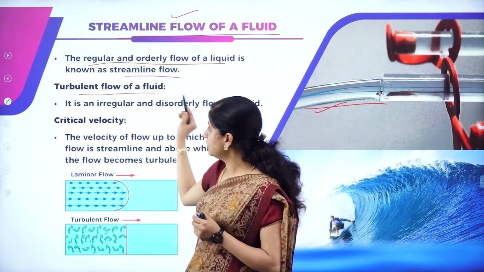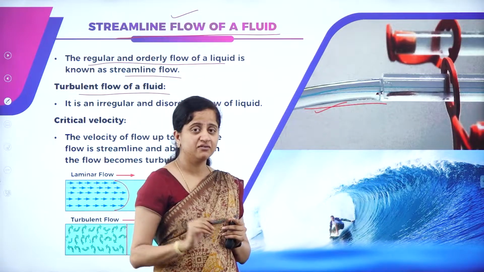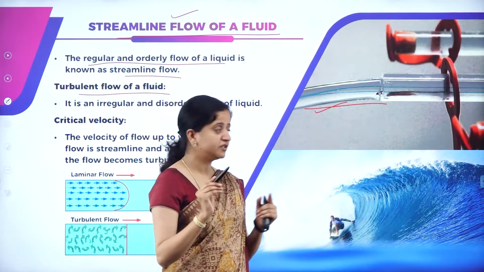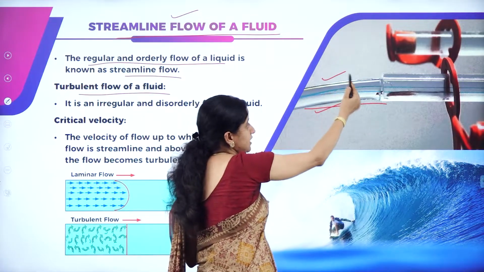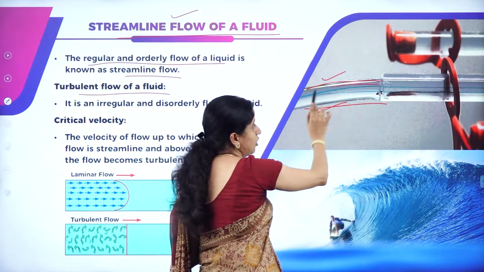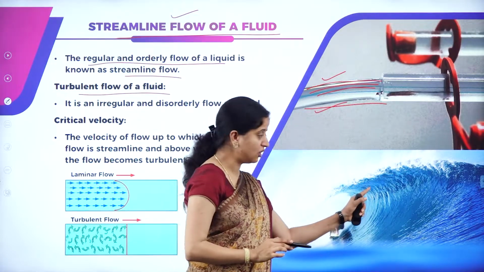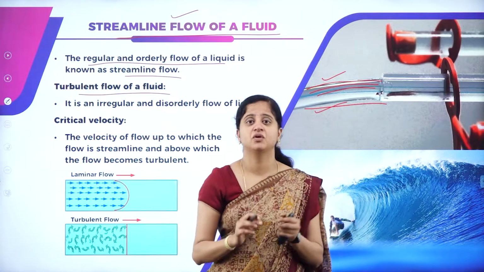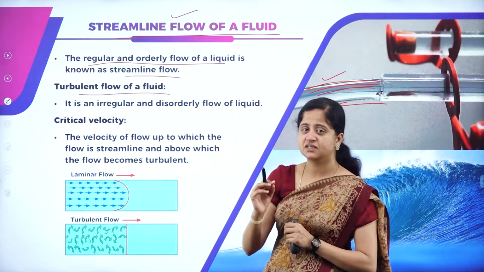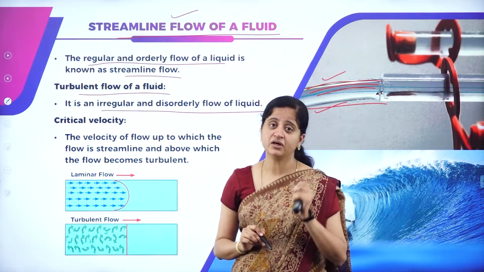So what is turbulent flow of a liquid then? There are two types of flows. One is streamline flow, the other one is turbulent flow. For turbulent flow, you can look at these two example pictures. This is streamline flow, where we can observe the regular and orderly flow of a liquid. And this is turbulent flow. It is not so orderly, it is a disordered flow of liquid. That is called turbulent flow. Turbulent is just opposite to streamline. It is an irregular and disorderly flow of a fluid.